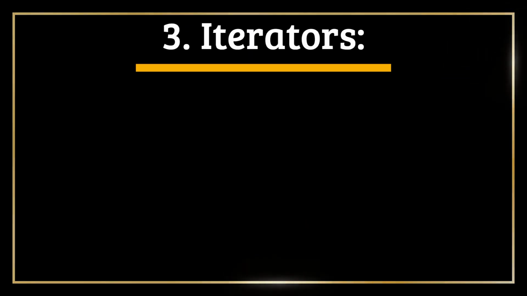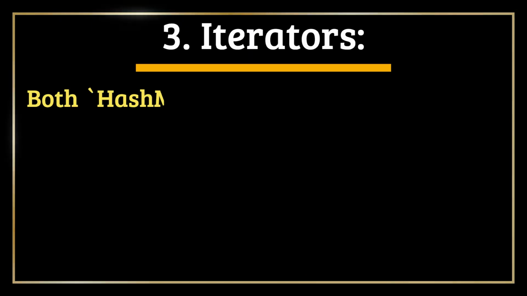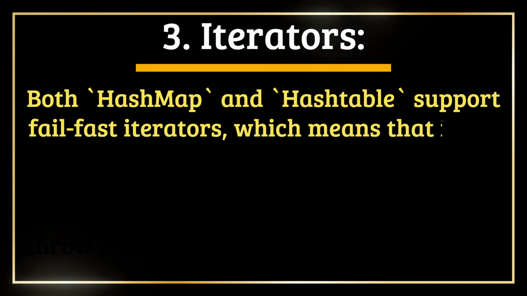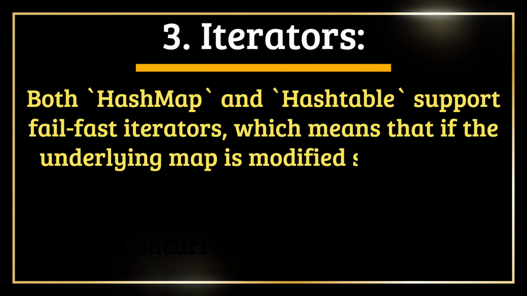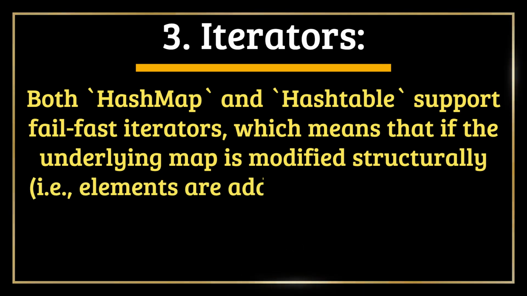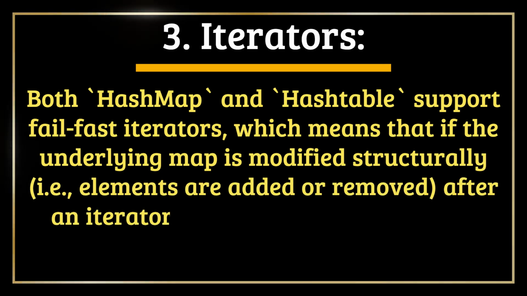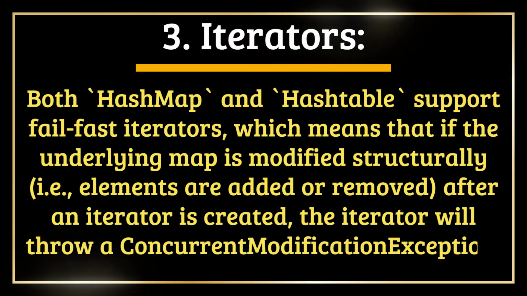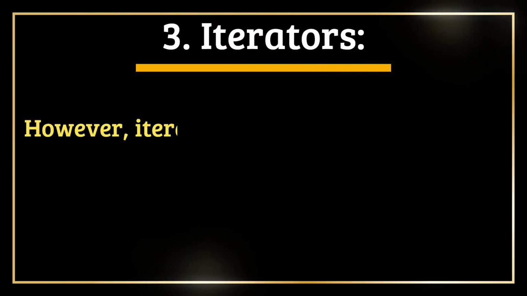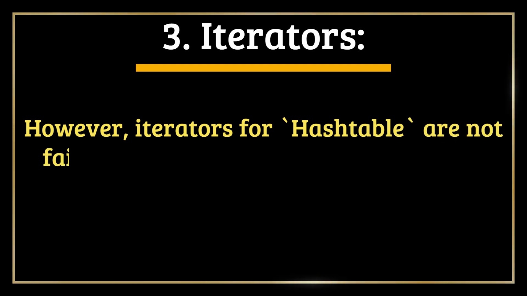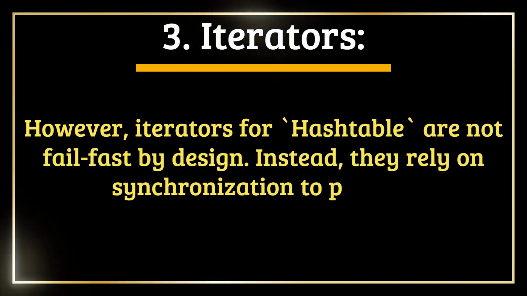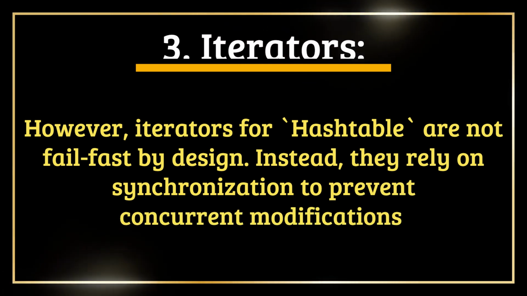3. Iterators. Both HashMap and HashTable support fail-fast iterators, which means that if the underlying map is modified structurally, for example, elements are added or removed, after an iterator is created, the iterator will throw a concurrent modification exception. However, iterators for HashTable are not fail-fast by design. Instead, they rely on synchronization to prevent concurrent modifications.